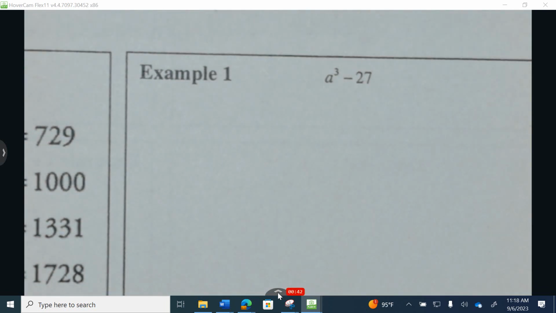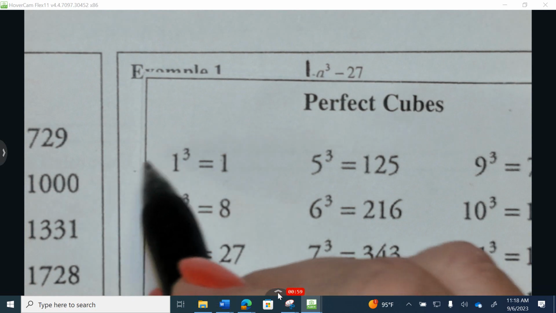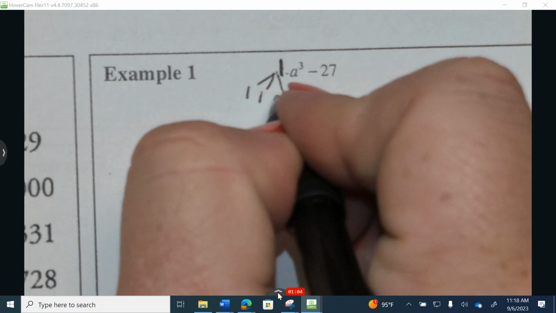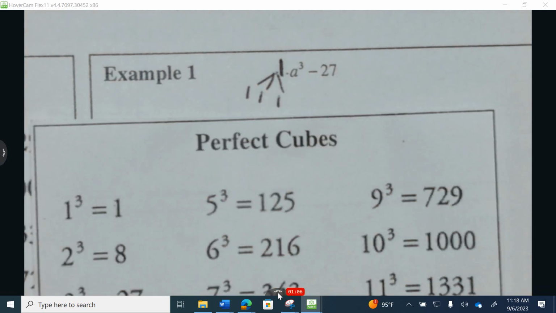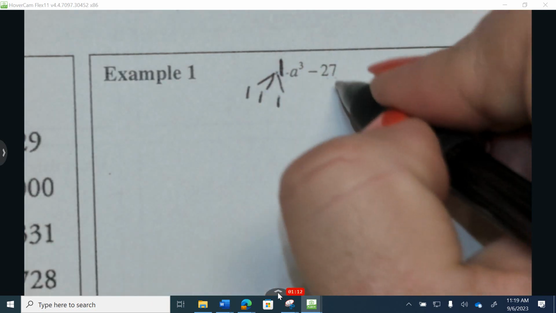When you do not see a number in front of a variable, it is a hidden 1. So please put a 1 in front of the A. Now this is showing work. This is what I want to see. So I want to break down the 1. 1 breaks down to 1 times 1 times 1, 3 times. 27 breaks down to 3 times 3 times 3. This is showing your work.